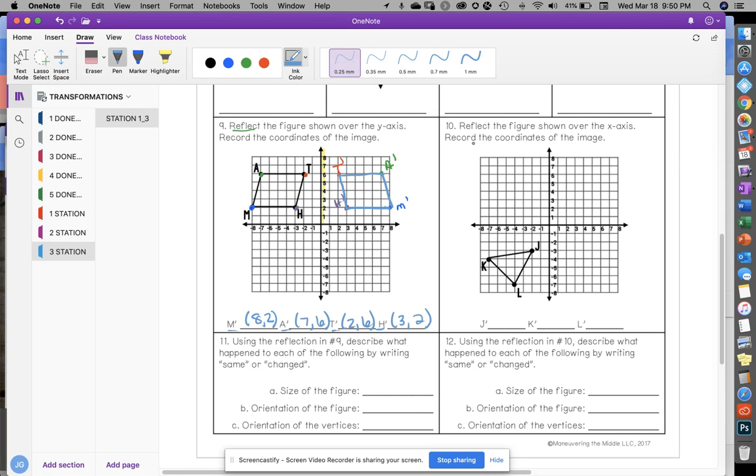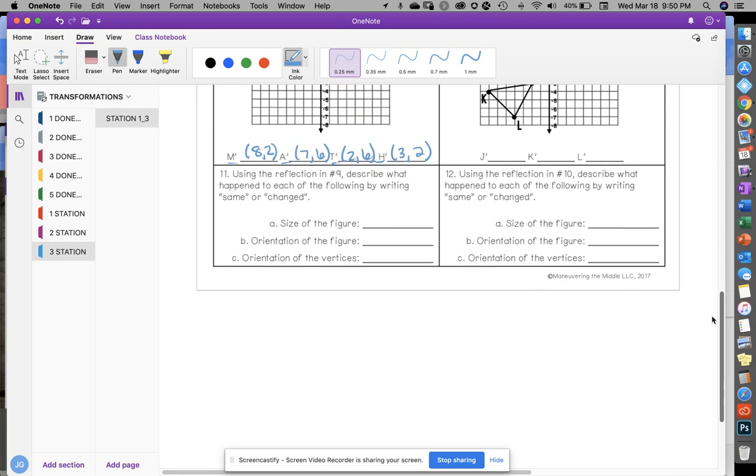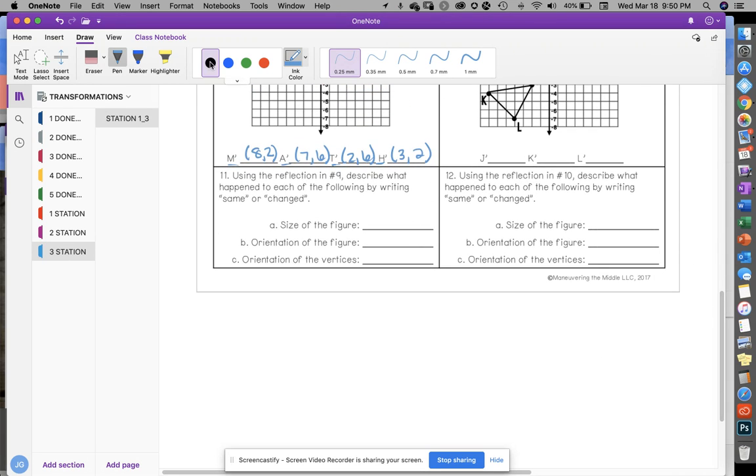All right, I'm going to let you try 10. Okay, let's look at number 11. Number 11 says, using the reflection in number 9, describe what happened to each of the following by writing same or changed. Did the size of the figure change or did it stay the same? It stayed the same.